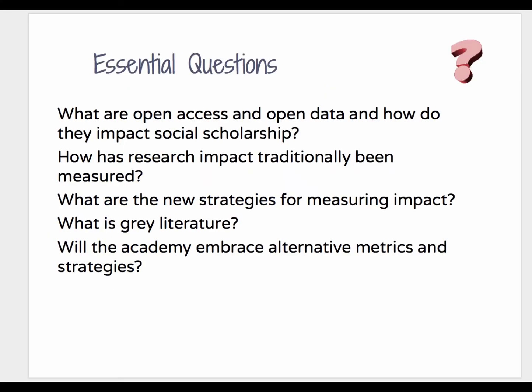Our essential questions for the week include: what are open access and open data, and how do they impact social scholarship? How has research impact traditionally been measured? What are new strategies for measuring impact? What is gray literature, and how does it fit in the equation? And will the Academy embrace alternative metrics and strategies for research impact?